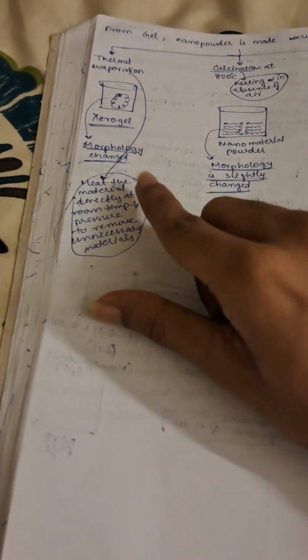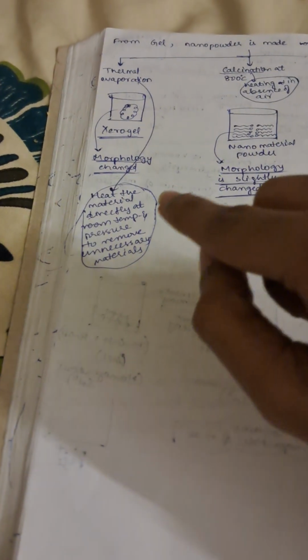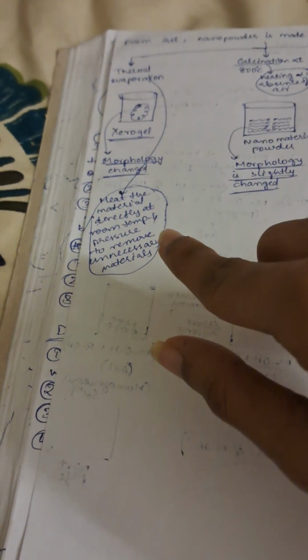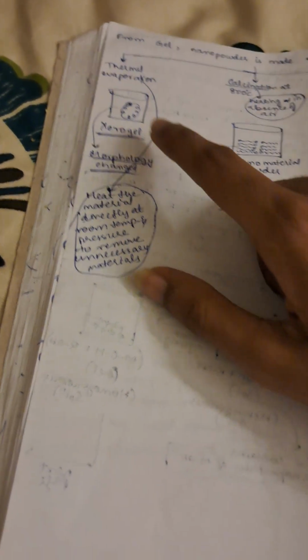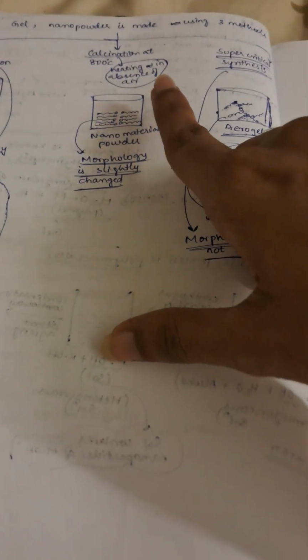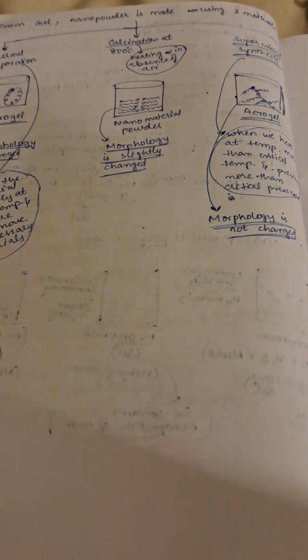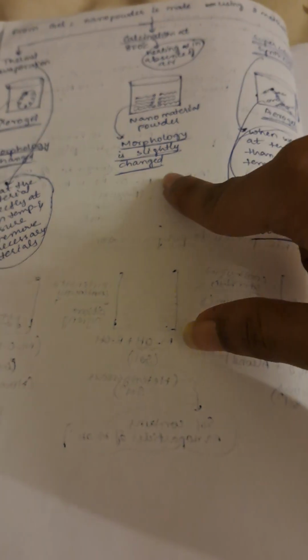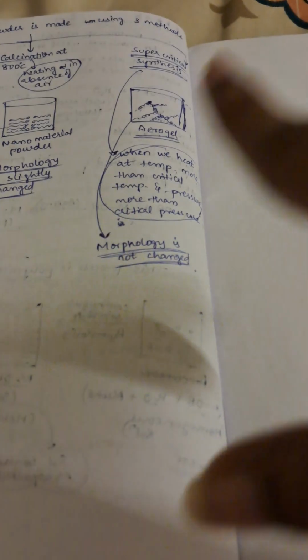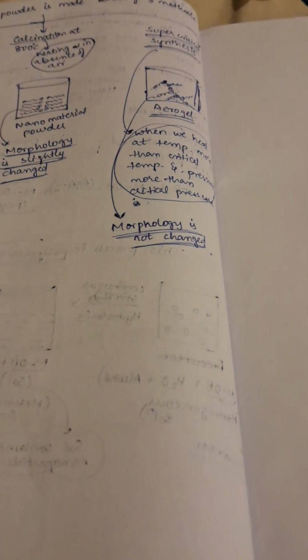So in three methods we need to heat it. First method, thermal evaporation, you will heat it at room temperature and pressure to remove unnecessary materials. Here morphology is changed completely and it is known as xerogel. And here it is calcination. Calcination means heating in absence of air at 800 degrees Celsius. Here morphology is slightly changed, which is nanomaterial powder. Here in supercritical synthesis, you will heat at a temperature greater than critical temperature and pressure more than critical pressure. Here morphology is not changed and it is known as aerogel.